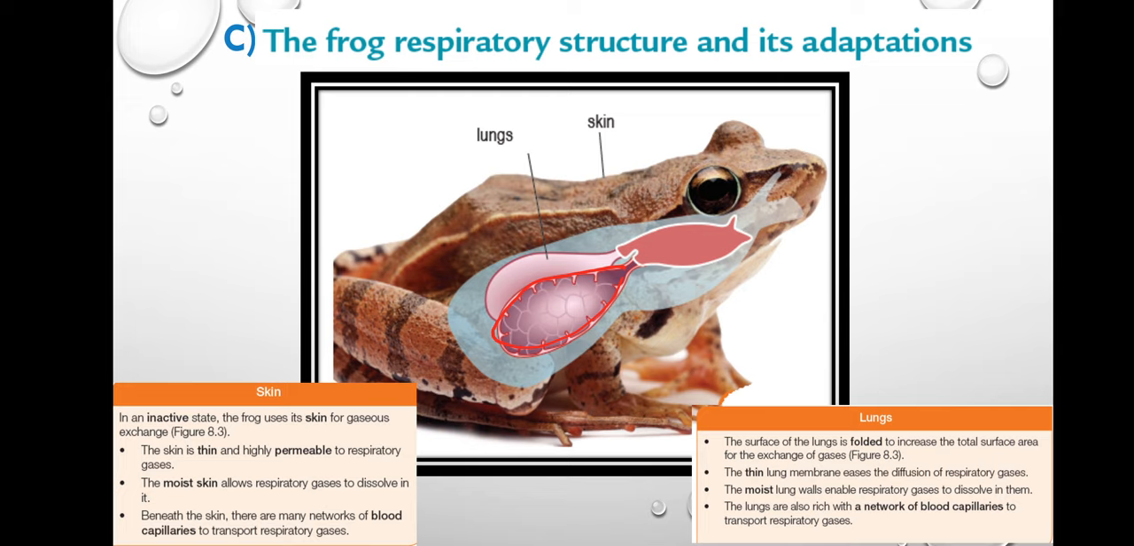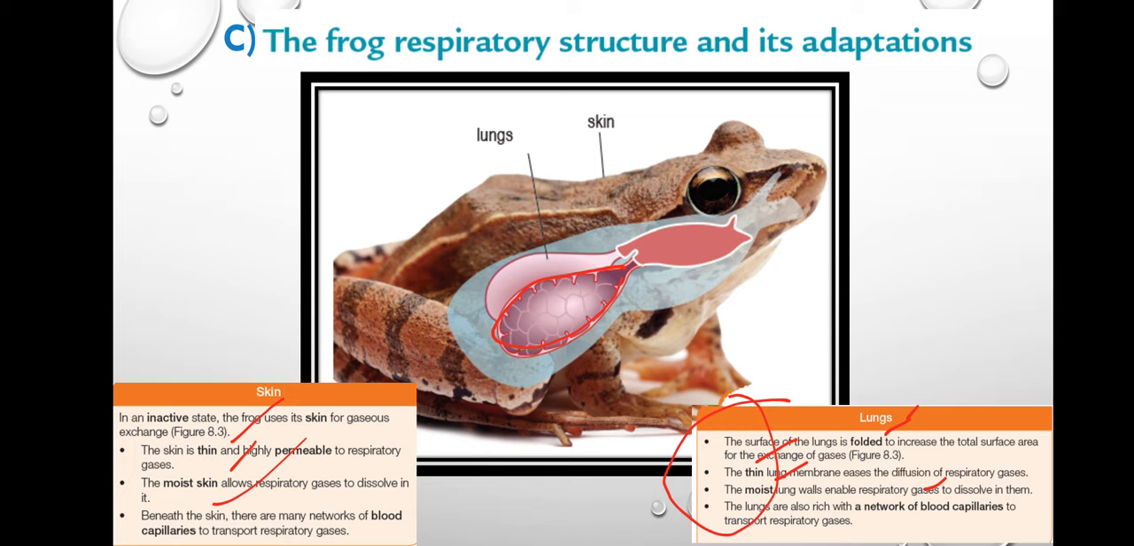So we see the lung, it will be folded. Folded lung. Then it has thin, moist, and then network. So the 4 structures here. And also for the skin, you have thin, moist, and then blood capillary. There is no surface area one. Okay, actually the TSA is there.